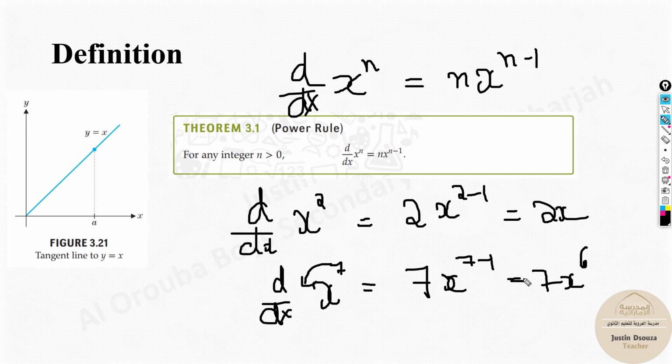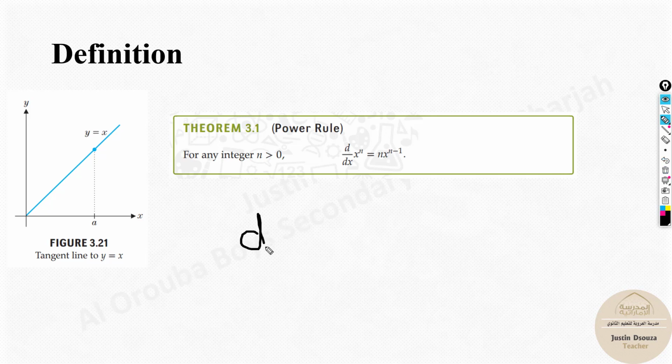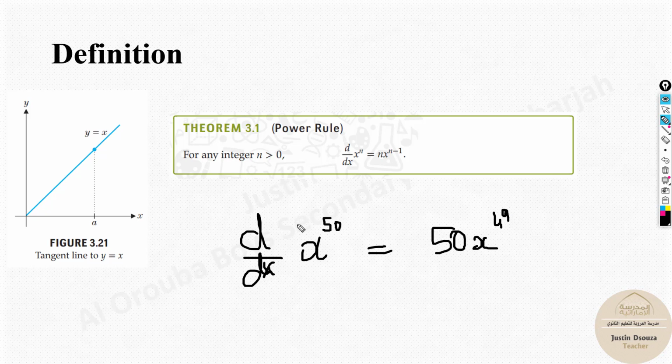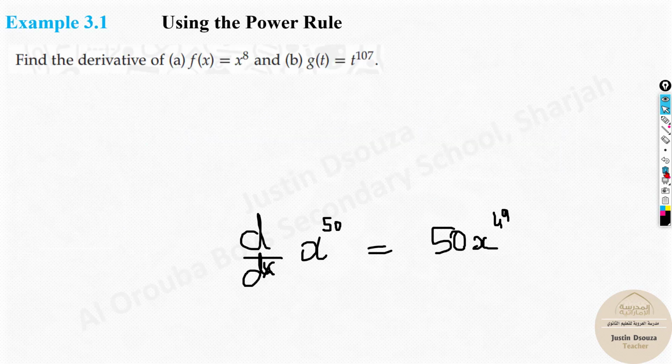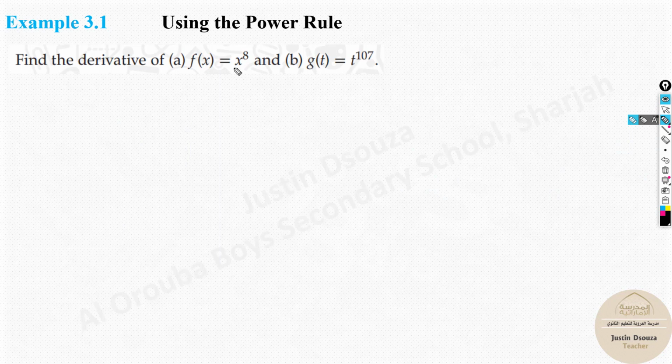What about a huge number? d by dx of, say, x to the power 50. This would be 50x, and I'm not going to write 50 minus 1; I'll directly write 49. As you solve problems, you will realize that when you take the derivative, the power comes down and the power reduces by 1. So directly write it out. Now we will see these problems here. Very straightforward.